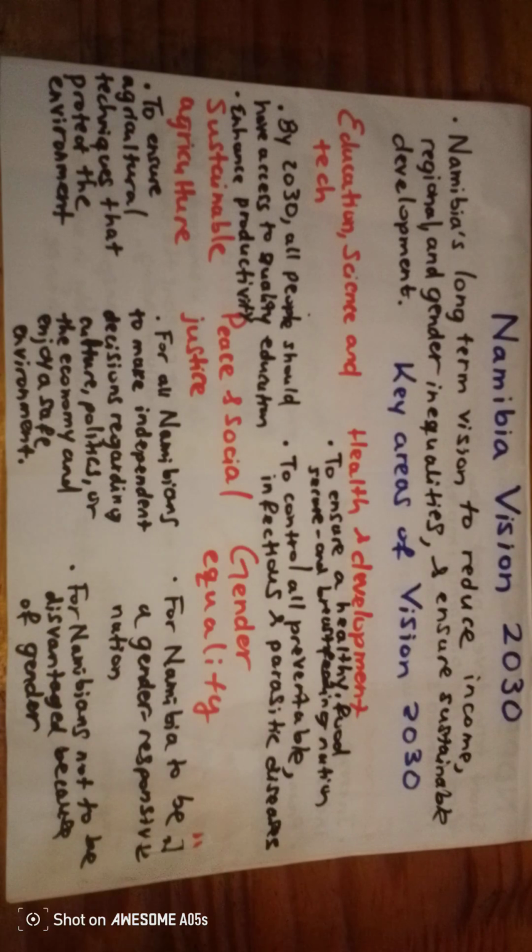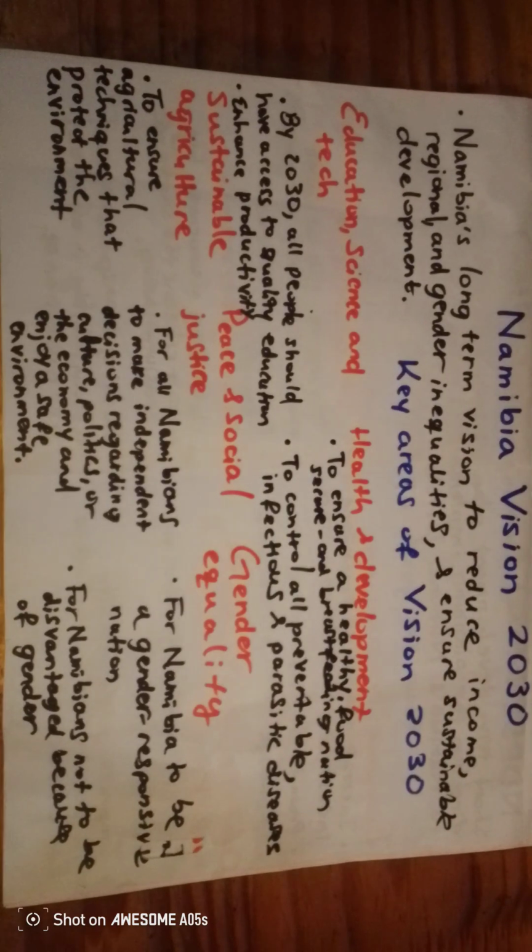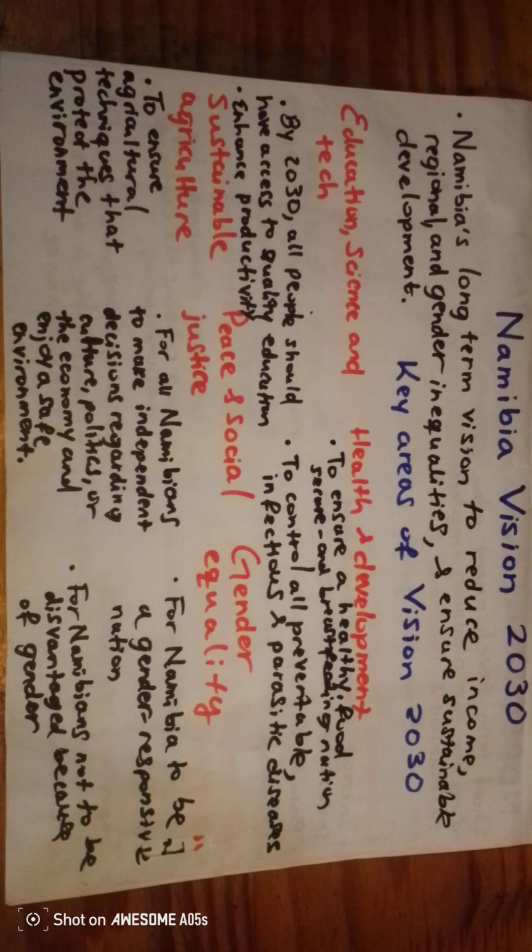Yes. Now, the last one is gender equality. So, here, this is for Namibia to be a gender responsive nation and for Namibians not to be disadvantaged because of gender. Because, of course, we have women who are not holding high positions because they're female, are being denied so many things because they are female, are being denied ownership of land or a say in politics or being able to hold assets. Why? Because they are female. So Namibia aims to reduce this inequality. That's why it's gender equality. So we are getting to gender equality, but we are stuck in gender inequality.